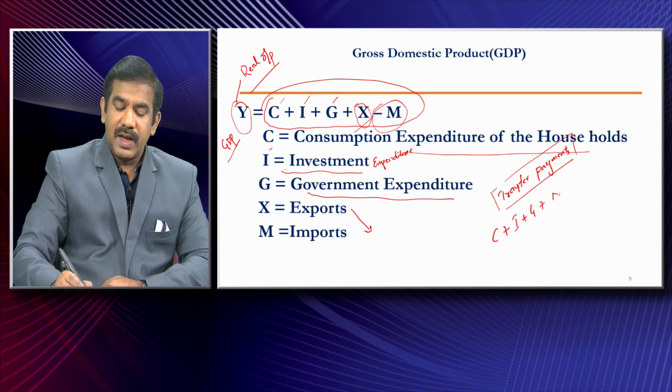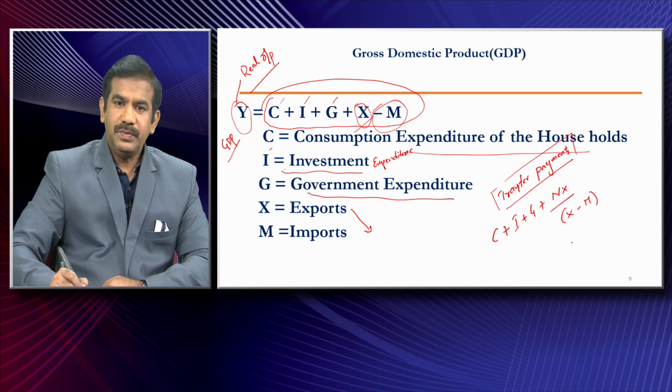Okay, and that's the reason I write this as C plus I plus G plus, I could rewrite the same as NX. NX stands for net exports, the gap between exports and imports.